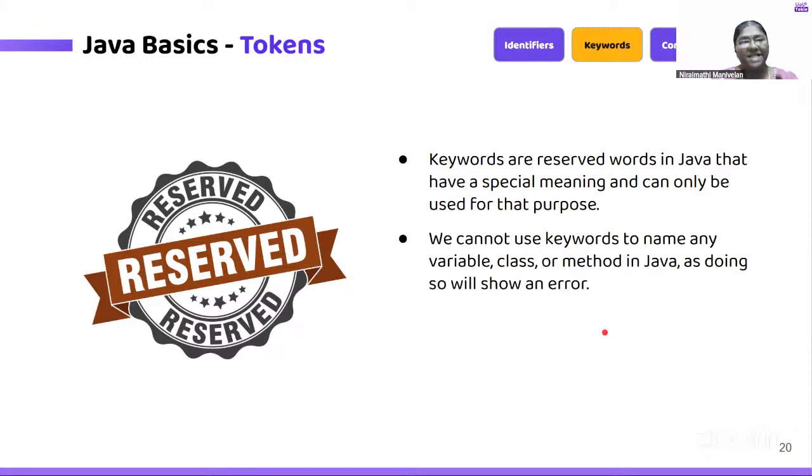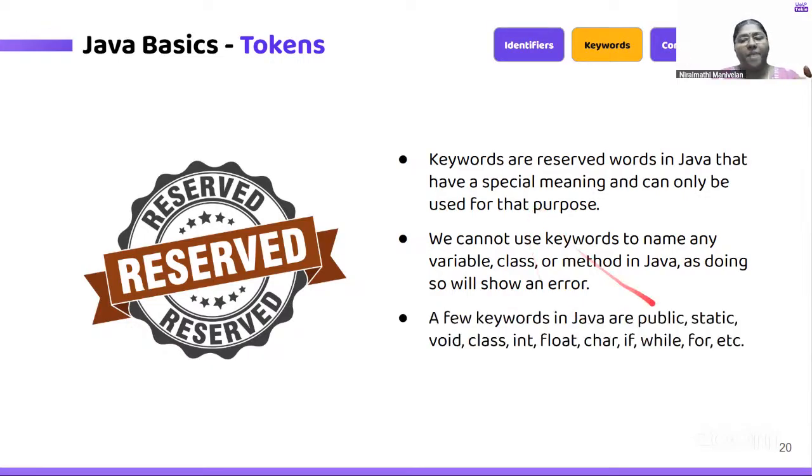So we cannot use these keywords to name any variable, or a keyword cannot be a class name, variable name, or a method name. It is a keyword or reserved word. Now, what are the keywords? See, public, static, void, class, int, float, char, if, while. For loops, we will use these keywords. And int, char, float are not variable names. So these are the specific keywords that we cannot use for any other purpose. They are reserved words.